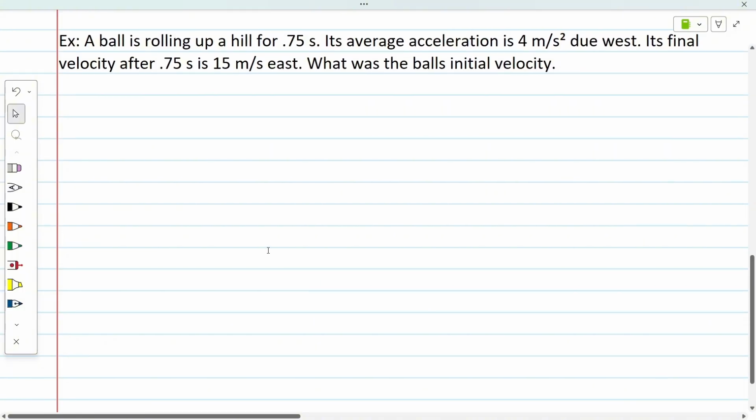So we have a ball rolling up a hill for 0.75 seconds. Its average acceleration is 4 meters per second squared due west. Its final velocity after that time is 15 meters per second. What is the ball's initial velocity?